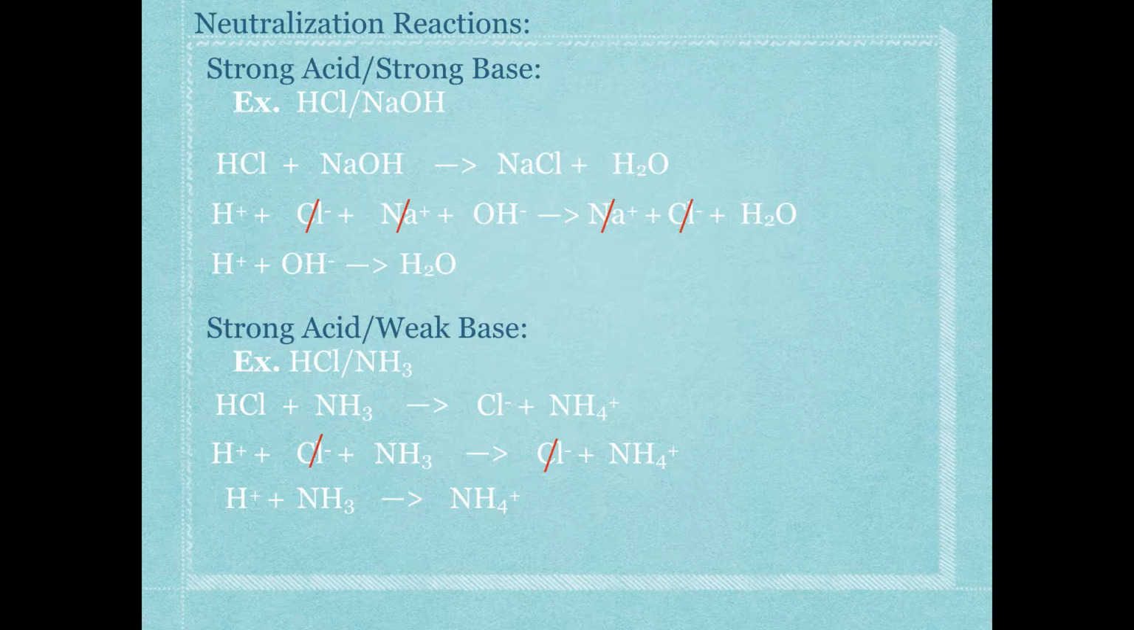For the next example, HCl and NH3, I know that HCl is going to break apart. So I would only write H plus NH3 produces NH4 plus. I know the Cl minus is not going to matter. All right, so if you have a strong acid or a strong base, you can ignore the ion that goes with it. So for HCl, ignore the Cl minus. For the NaOH, ignore the Na. For the HCl, ignore the Cl.